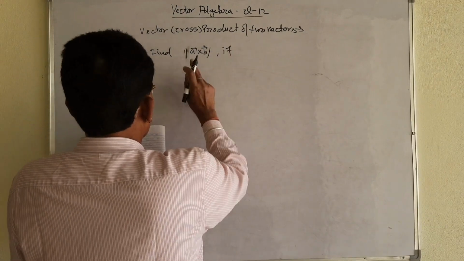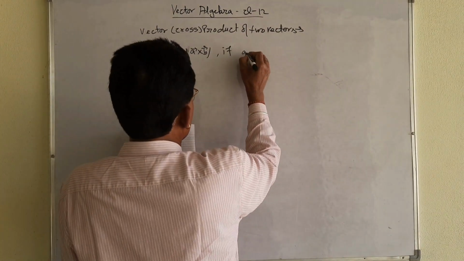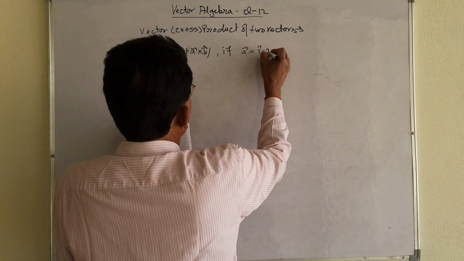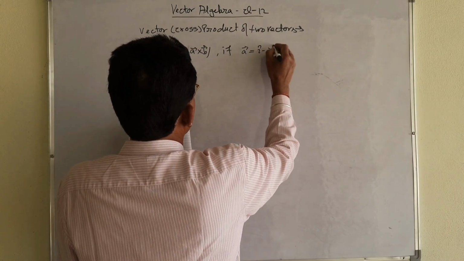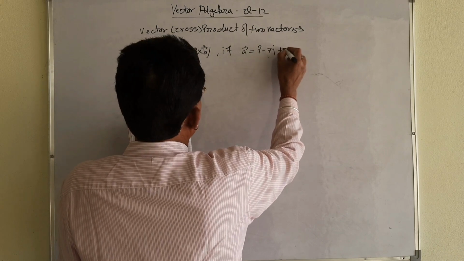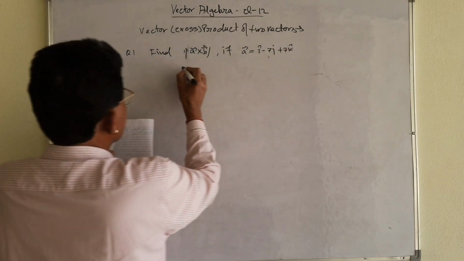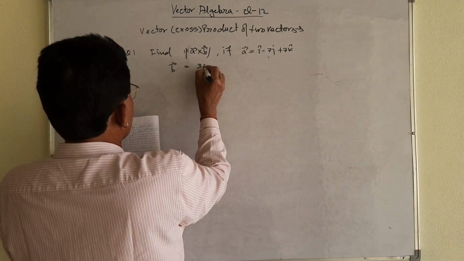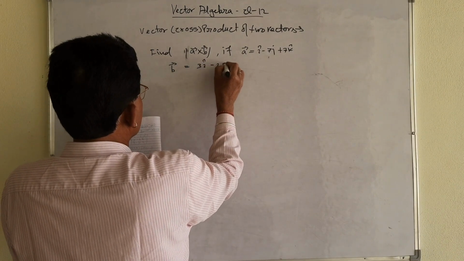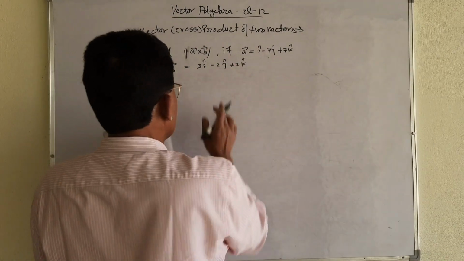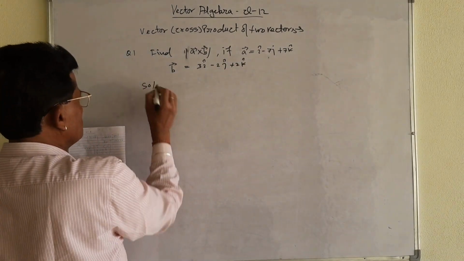If its value we will find out. If vector A is equal to i minus 7j plus 7k. This is vector A. Vector B will be equal to 3i minus 2j plus 2k. Most important thing, let us find out the solution of this question.